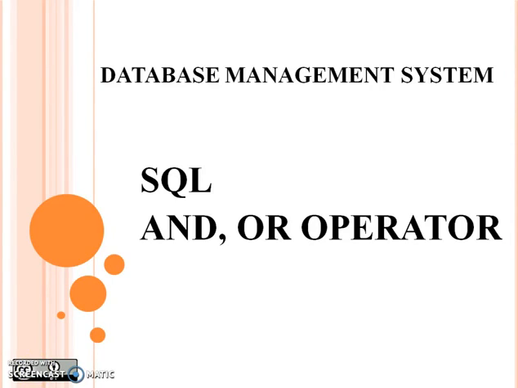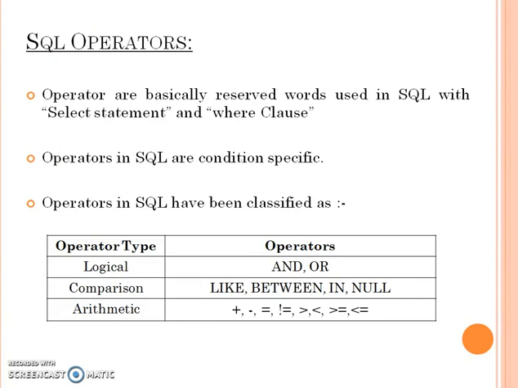Up till now you have studied the various command categories of SQL, that is DDL, DML and DCL. Now we'll be talking about some general operators of the SQL programming language, that is AND and OR. The operators are keywords that are used in SQL with the select statement and the where clause. Select is my DML and the where clause is a clause that is used to give a condition in a select statement.